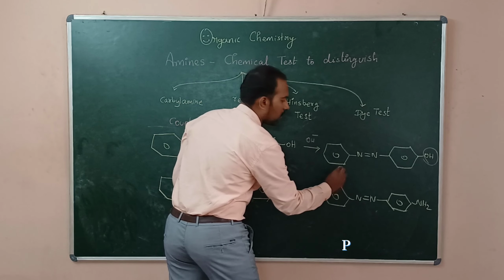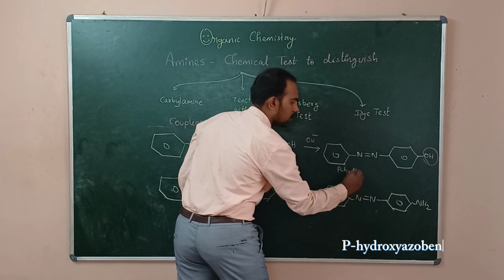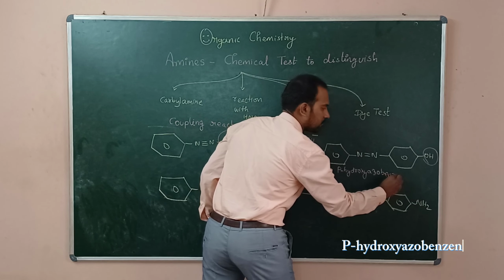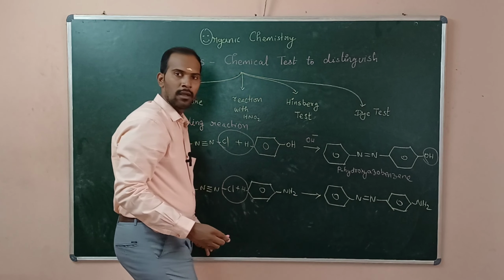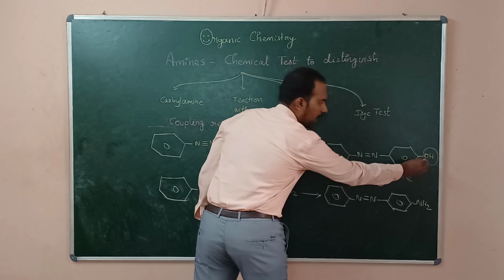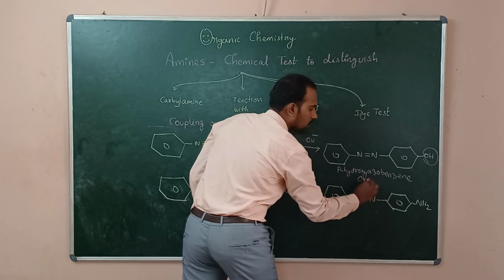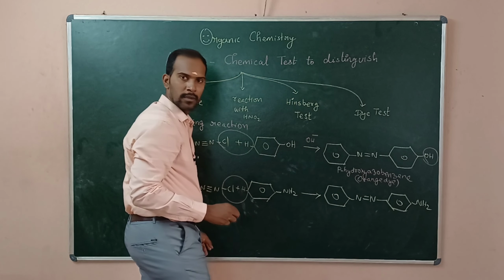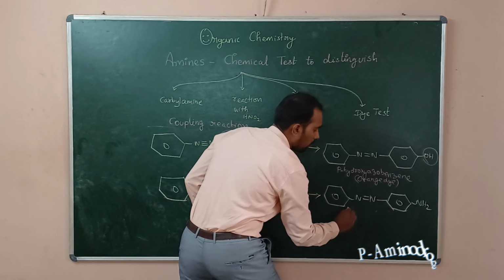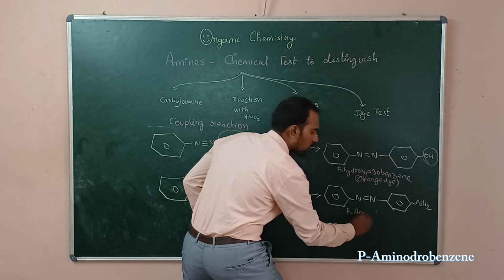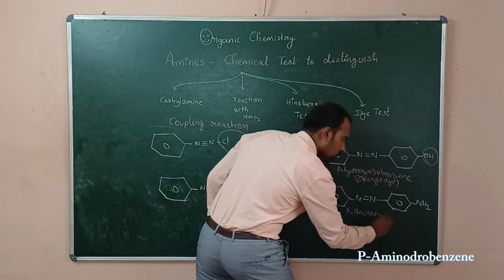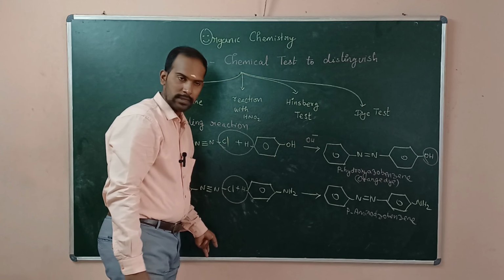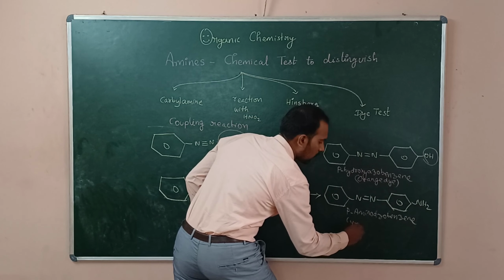Okay, the name is called para hydroxy azobenzene. Okay, and this para hydroxy azobenzene is orange color dye. Okay, and this compound is called para amino azobenzene. Para amino azobenzene. So இது ஒரு yellow color dye.